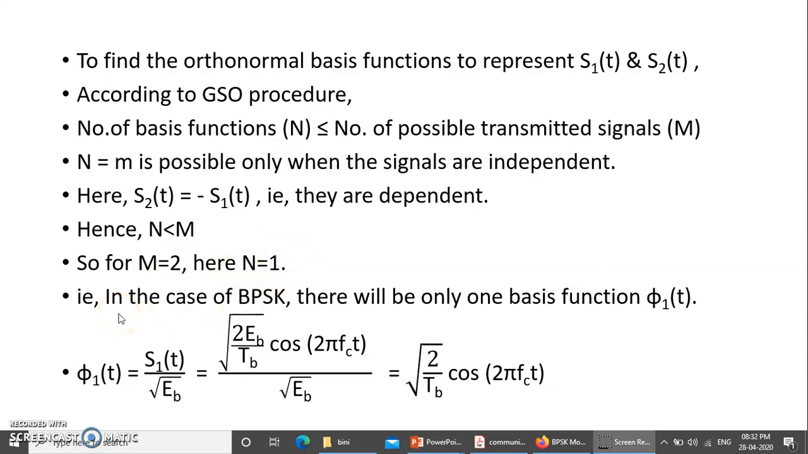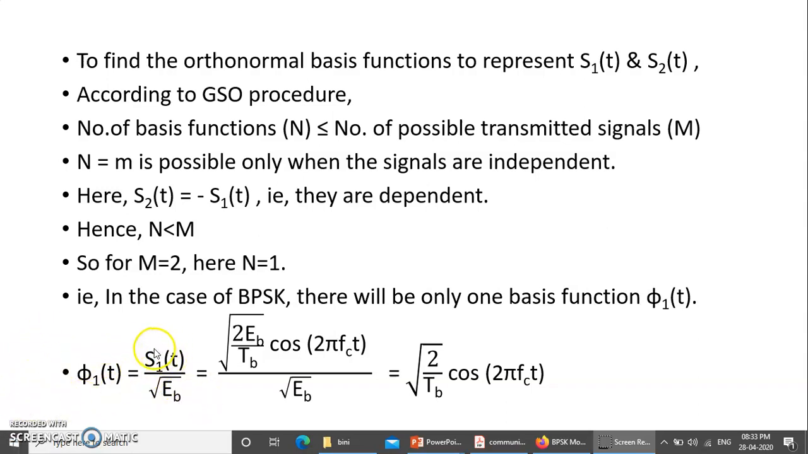So we can calculate how many N's there will be according to the GSO procedure. So in the case of BPSK, there will be only one basis function phi 1 of t according to this rule. So we can calculate phi 1 of t and phi 2 of t according to the GSO procedure. From that we can find the values of phi 1 and phi 2, whether they exist or not.